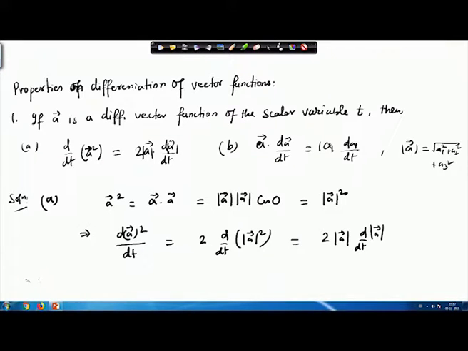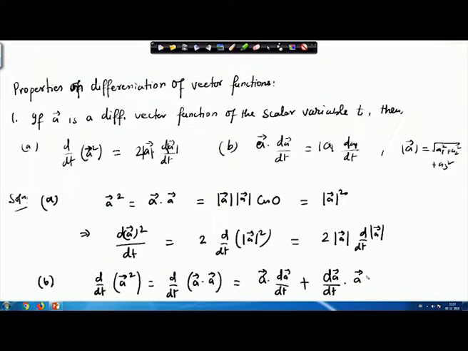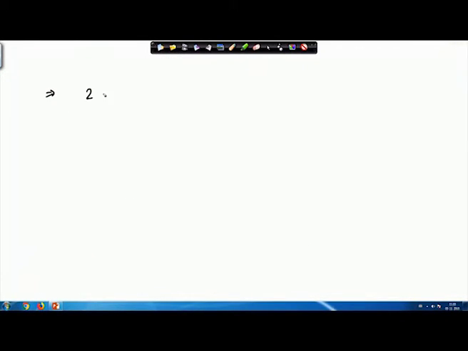For the second result we have d/dt of A squared equals d/dt of A dot A, and from the product rule for the dot product, this will be A dot dA/dt plus dA/dt dot A. Now, we know the differentiation of vector A squared is equal to this here, so we can use the result from part one. The left hand side will be 2 times mod of A d/dt of mod of A, which equals A dot dA/dt plus dA/dt dot A.